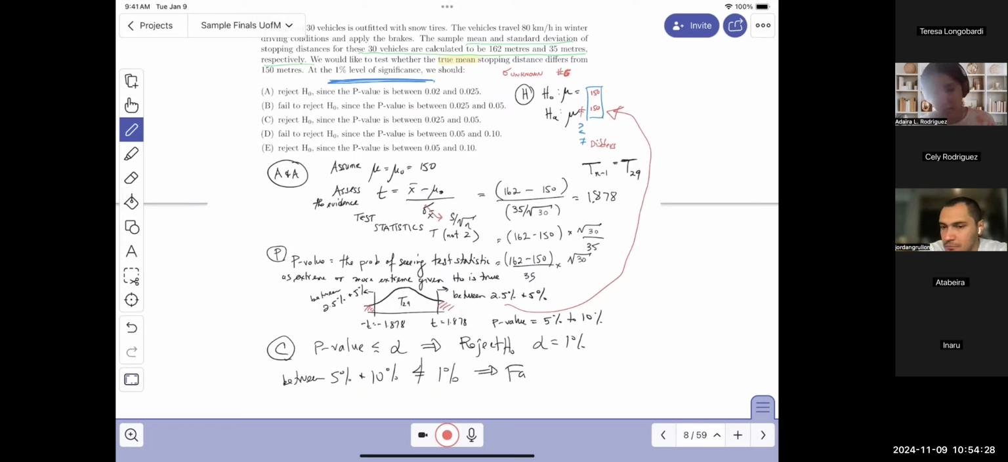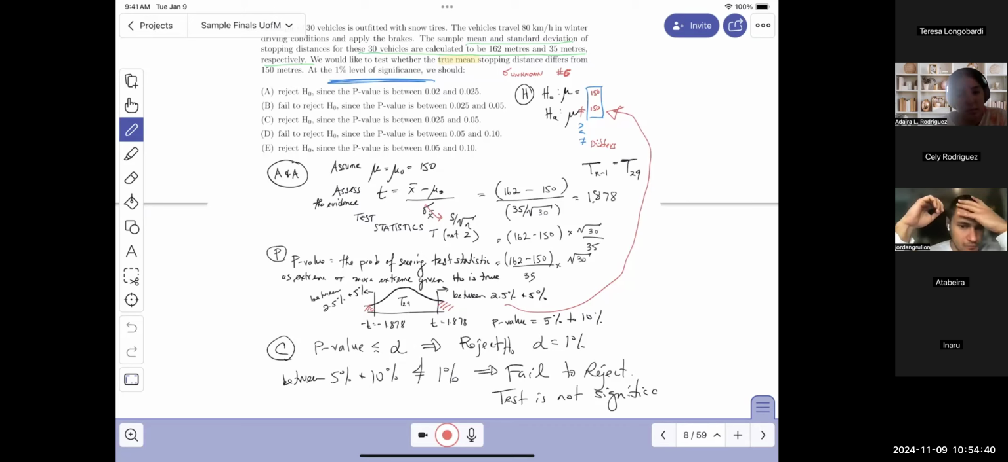162 is not different from 150. We didn't see anything surprising. The test is not significant. We didn't find anything significant to report. So what are the options here? Fail to reject, since P is between 5 and 10%. Right there, T. Questions for me?